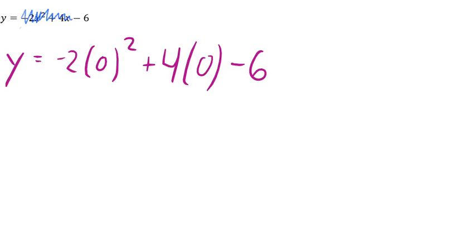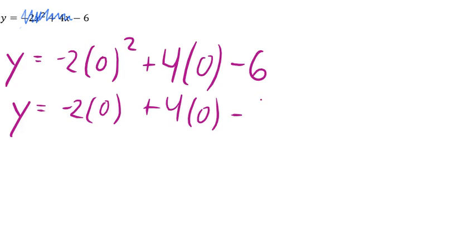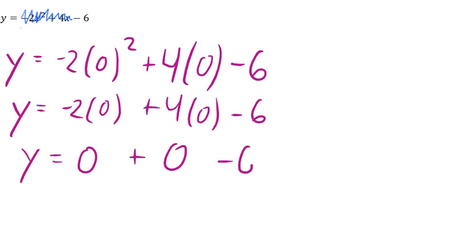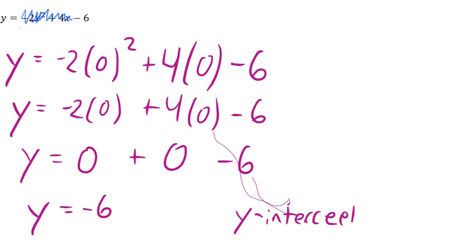My y-intercept is going to end up being negative 6. I can see that playing out. Negative 2 times 0 plus 4 times 0 minus 6. Y equals 0 plus 0 minus 6. Y equals negative 6. My y-intercept is the point 0, negative 6.